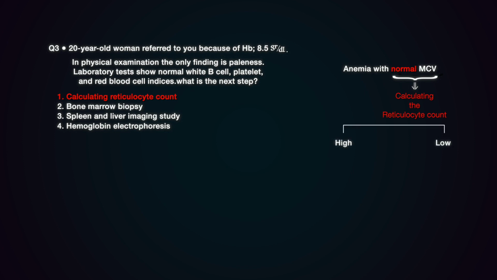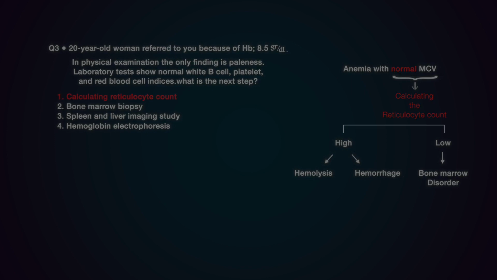When it's high, it's indicative of the attempt of bone marrow to compensate the depleted blood. The two main causes here are hemolysis and hemorrhage. Low reticulocyte count represents bone marrow disorder, such as aplastic anemia. That means the bone marrow is not capable of producing sufficient red blood cells. However, in this case, usually other cells are also involved.